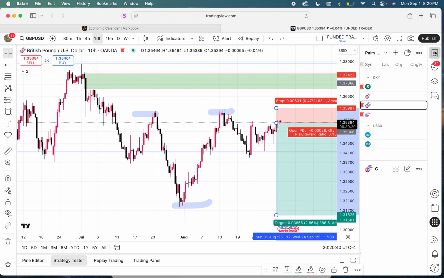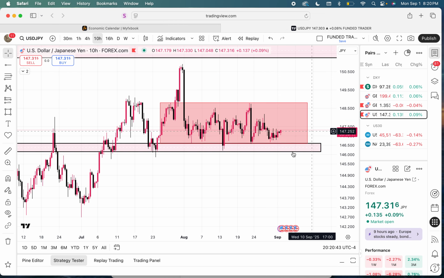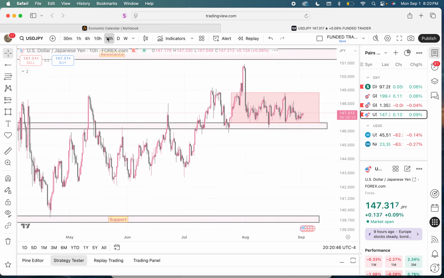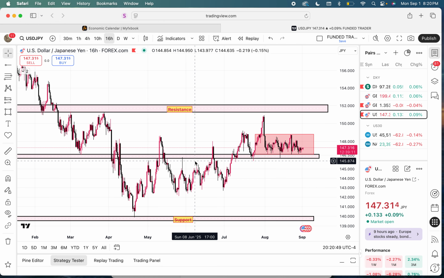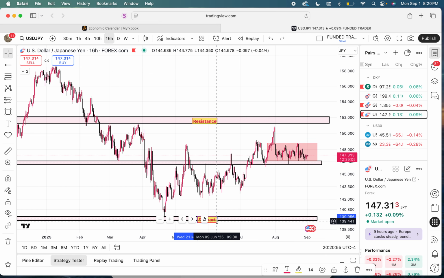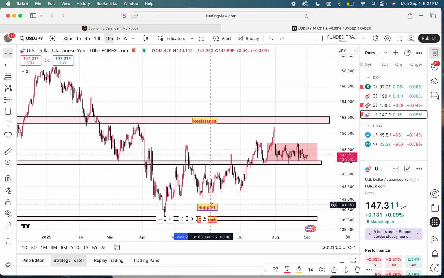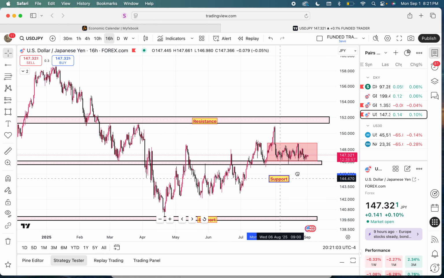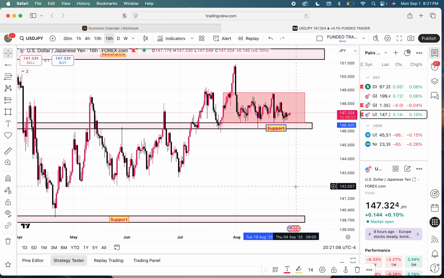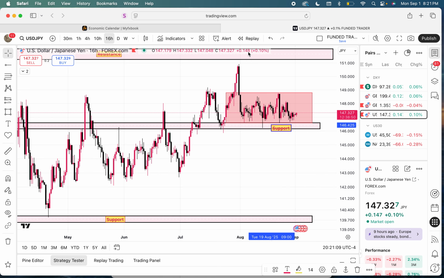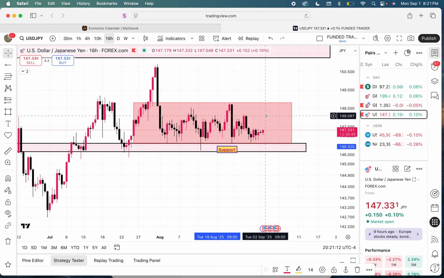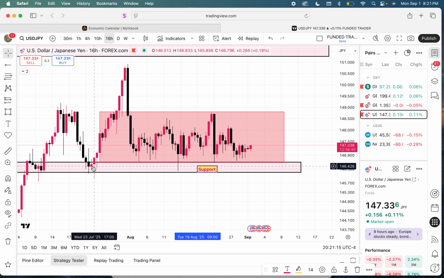Now let's see what else we can find. UJ is consolidating. See support, resistance, but now this is support. That's support now because it's an area price is not breaking. Resistance is still the same up there, but UJ's been in this range since the middle of July. 1, 2, 3, 4. You can't get out of this range.